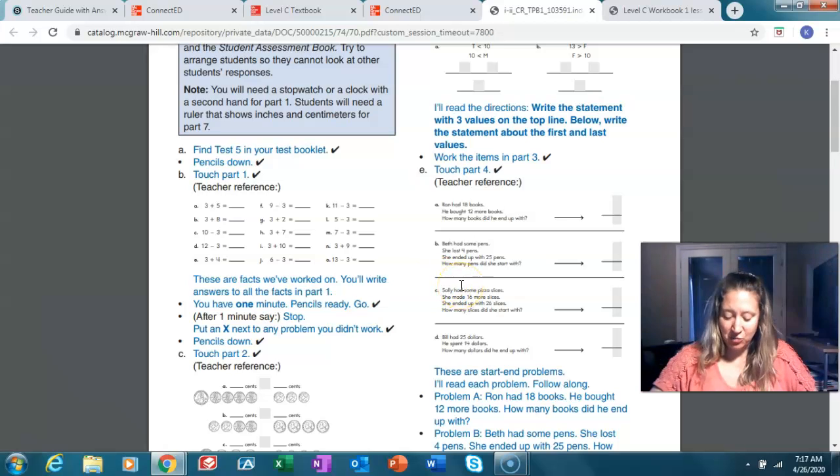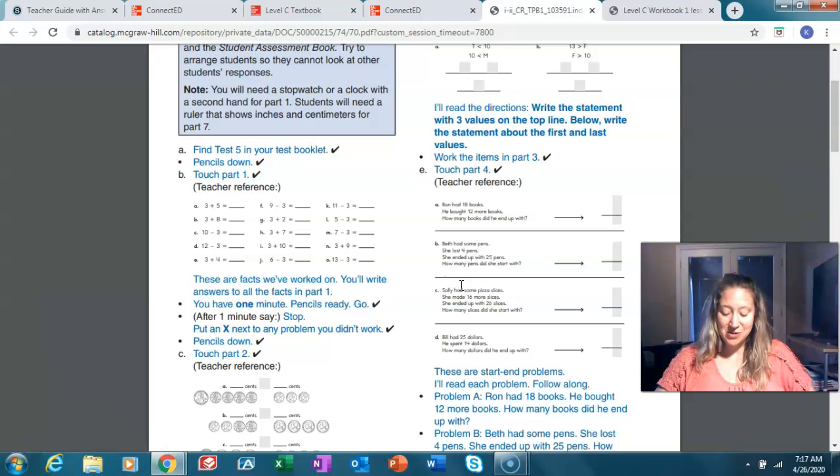Okay, and then now we're going on to B. Beth had some pens. She lost 4 pens. She ended up with 25 pens. How many pens did she start with? Pause the video and work this one out.